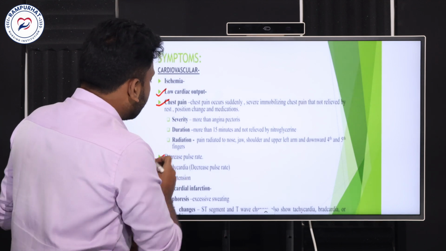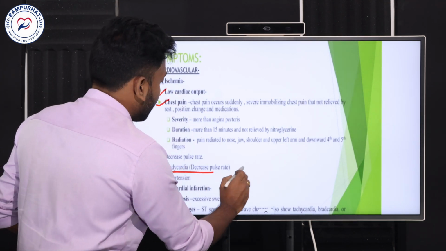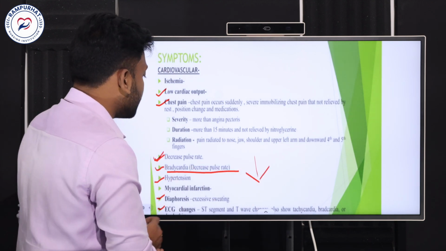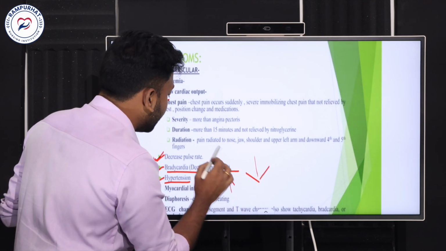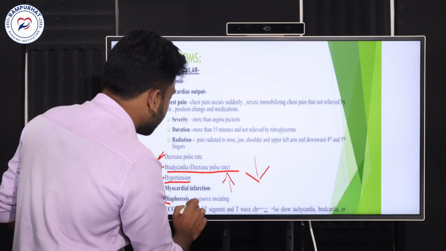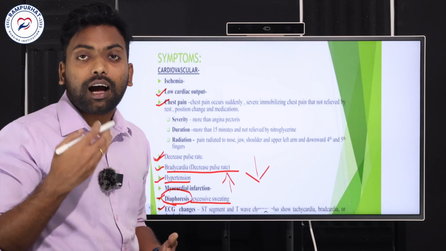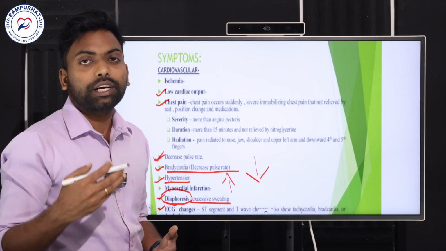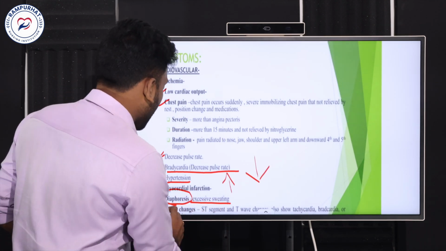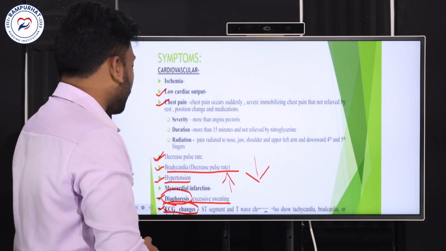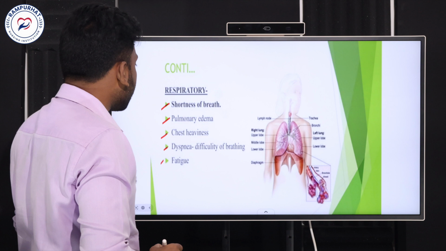And next one is decreasing pulse. The pulse rate will decrease, and bradycardia is nothing but a decrease in pulse rate. And hypertension, the blood pressure will increase. Next one is diaphoresis, which is nothing but excessive sweating. When there is a problem in the heart, definitely a symptom you can observe is increased sweating of your body. And ultimately you can find ECG changes. How the ECG changes, I will show.